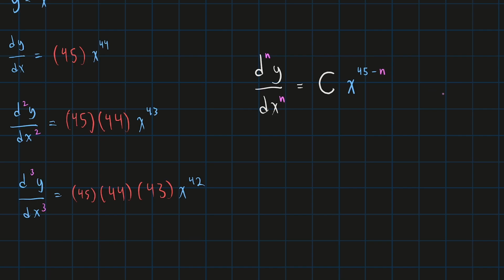And let's check if this works. So for the first derivative, the exponent should be 45 minus 1, because n is equal to 1 for our first derivative. So that is indeed true. Our exponent is 44. And what about for our second derivative?